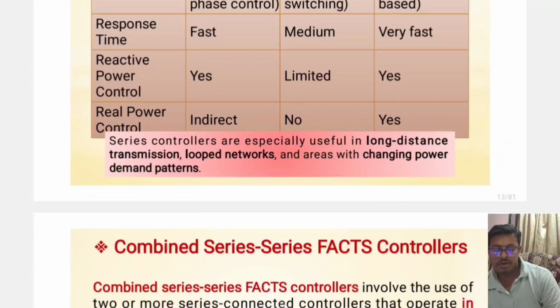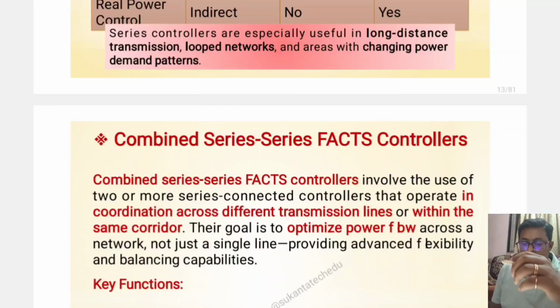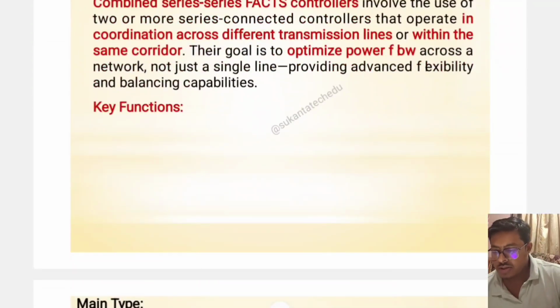Now let's see the combination of series-series FACTS controllers. These combined series FACTS controllers involve two or more series connected controllers operating in coordination across different transmission lines within the same corridor. So what is the main function? The main function is to balance the real power flow between multiple lines.